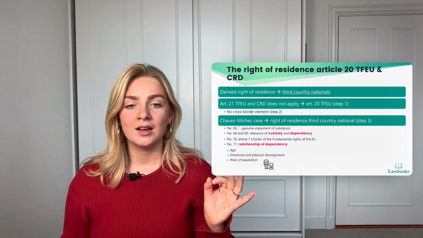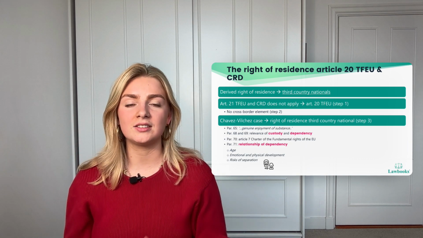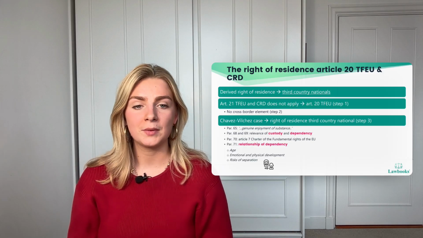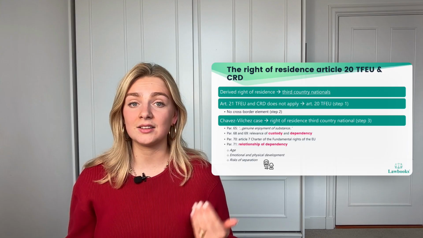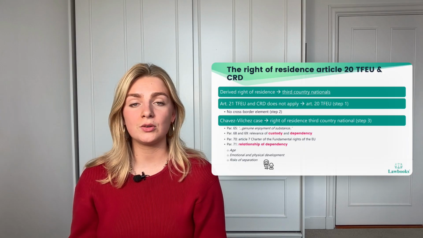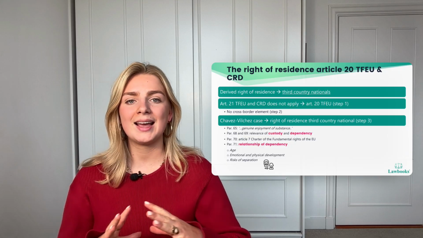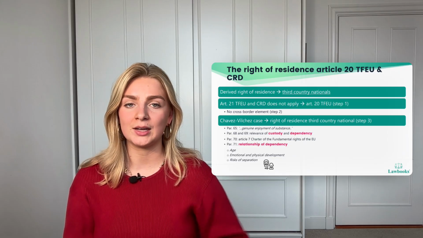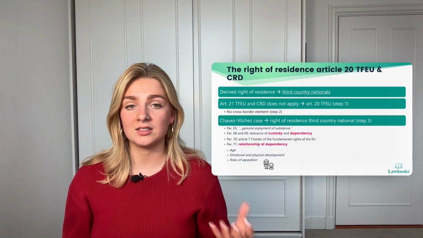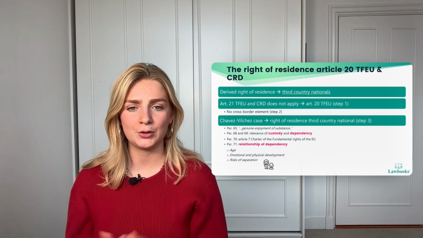So we have the derived right of residence. And in Dutch, that's het afgeleide verblijfsrecht van iemand. And the person that has that derived right of residence is probably a third country national. So a third country national is someone who does not have EU citizenship, but they're linked to someone who does have that EU citizenship. And mainly we're talking about the case that we are dealing with a parent and a child. And the child has EU citizenship, but the parent does not and obviously wants to stay with the child within the EU.